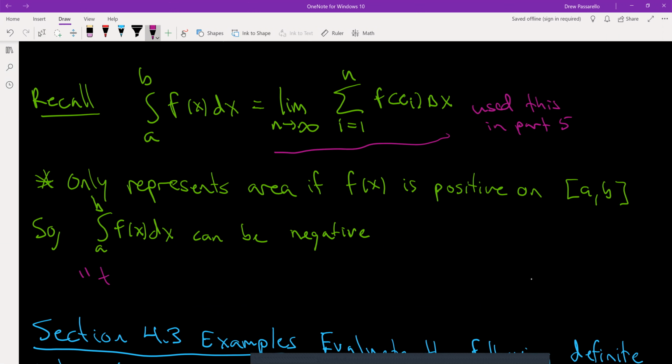So this is called the definite integral of f of x. Oh, I don't know why I wrote f of a. So f of x from x equals a to x equals b.